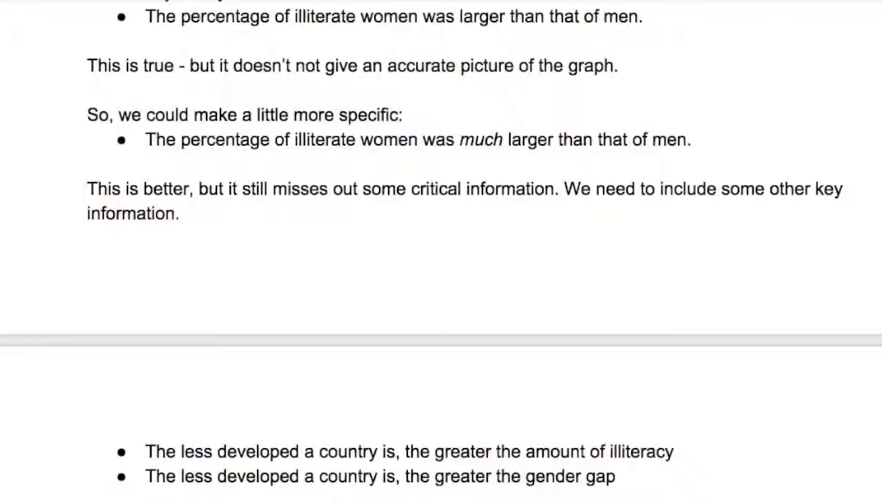The less developed a country is, the greater the amount of illiteracy. That's true from what we saw. We also can say the less developed a country is, the greater the gender gap. So we've got about 3 points we could bring into this overview. So we put it all together, we could do something like this. This is a bit difficult.